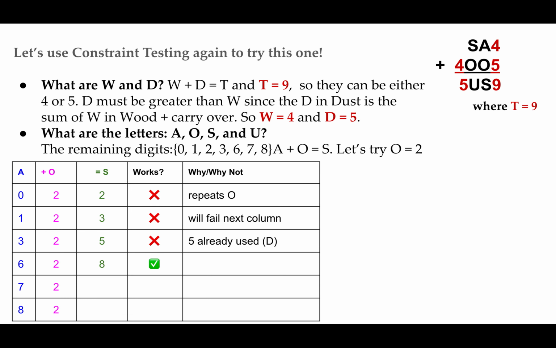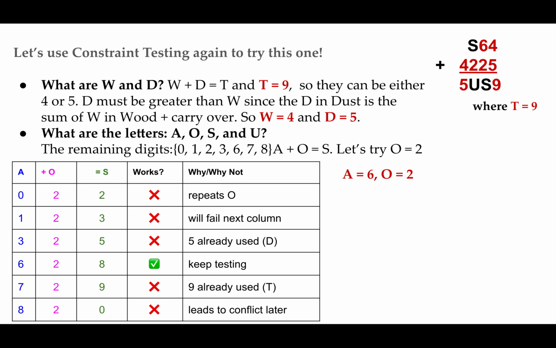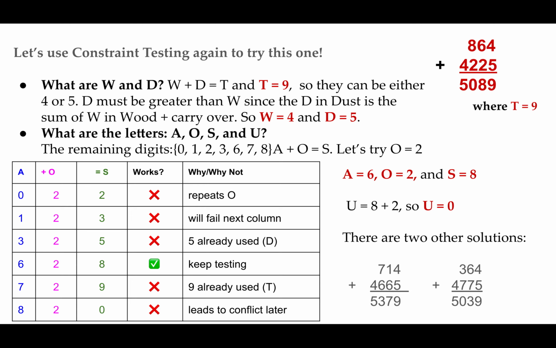6 plus 2 is 8. Oh, this works. Okay, let's keep testing to make sure. The sum of 7 and 2 is 9. That does not work because we already used 9 for the letter T. And lastly, 8 plus 2 ends in a 0 because it's 10. That also will not work because it leads to a conflict later on in the addition problem. Therefore, we know that A equals 6, O equals 2, S equals 8. U equals 8 plus 2, so U has to be 0.